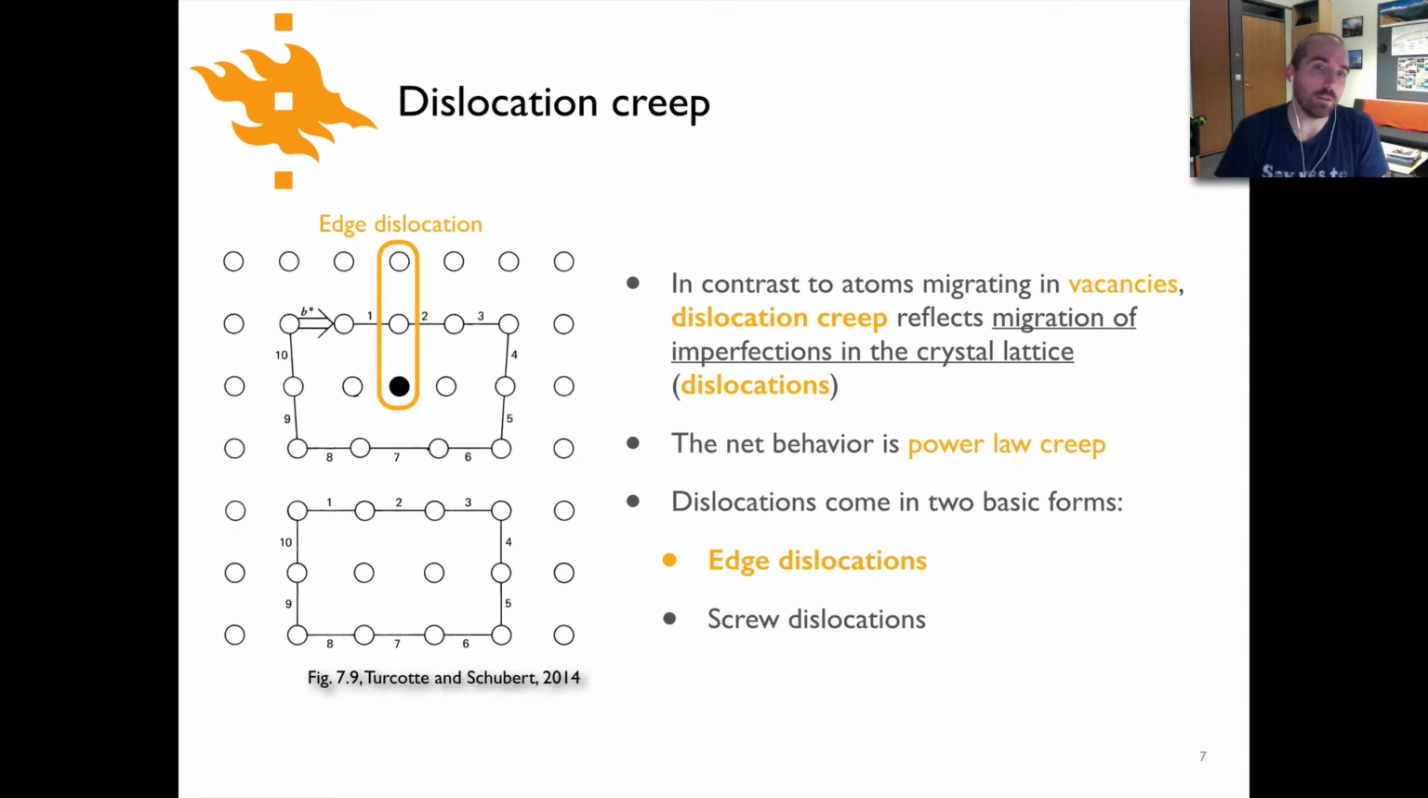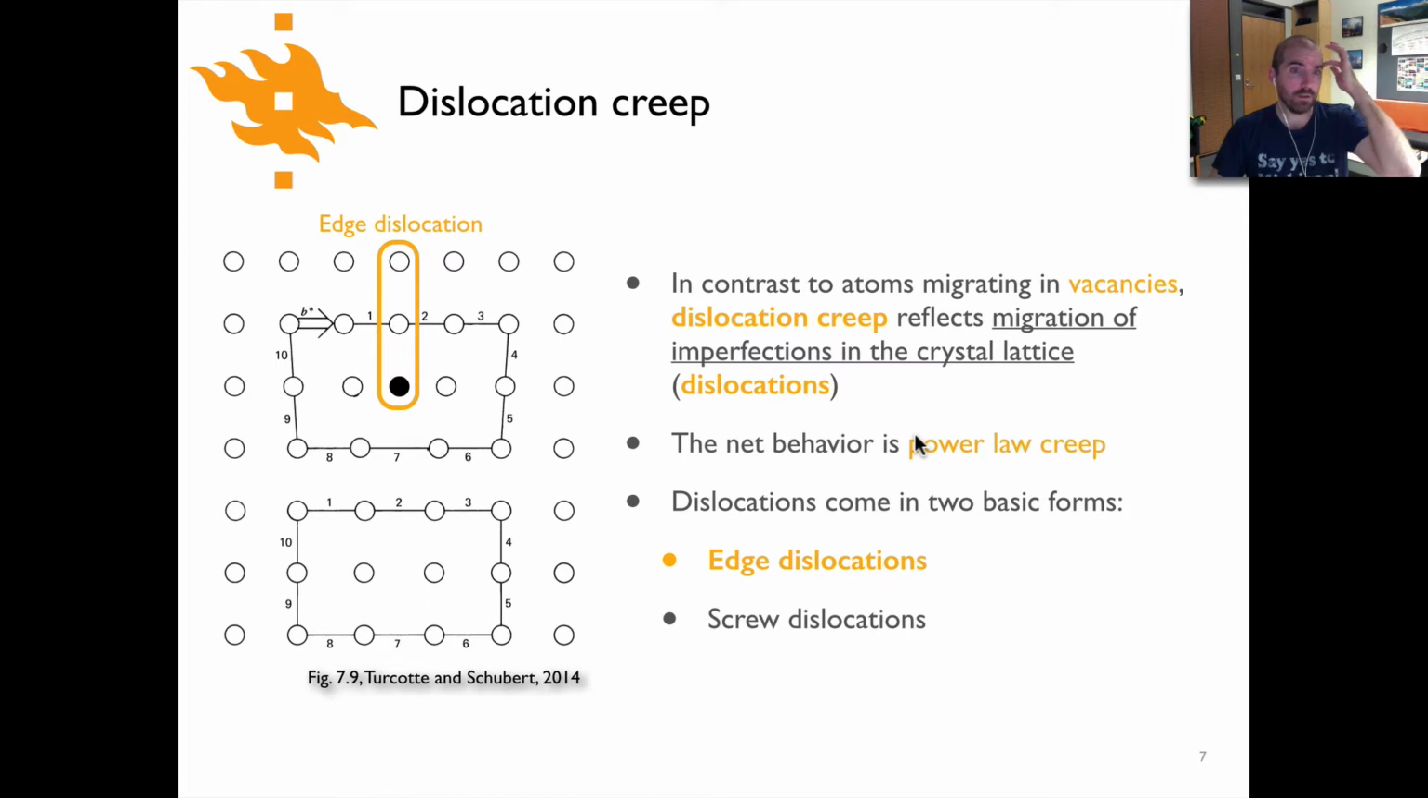Now we can also consider dislocation creep. And dislocation creep is a bit of a different beast. In this case, what we're going to look at are two different kinds of dislocations in the crystal. In this instance, instead of migrating atoms and vacancies, we're going to have imperfections in the crystal structure that are going to be migrating, and these are called dislocations. And the net behavior for this kind of deformation is something like power law flow.